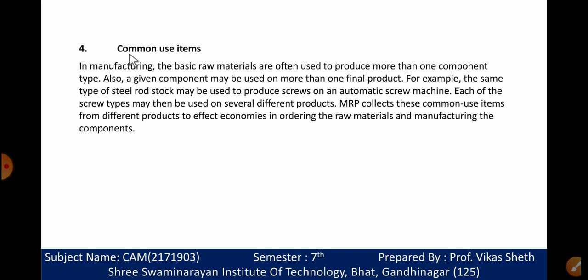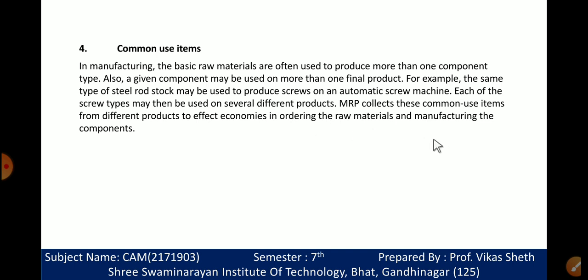Common use items means what? There is one steel rod, right? So we can use it for several products. It is used in one product, but if we want to use it for a screw, in the automatic screw machine, then it is ready to work, right? Each of the screw types may then be used on several different products. MRP collects these common use items from different products to effect economies in ordering raw material and manufacturing components.